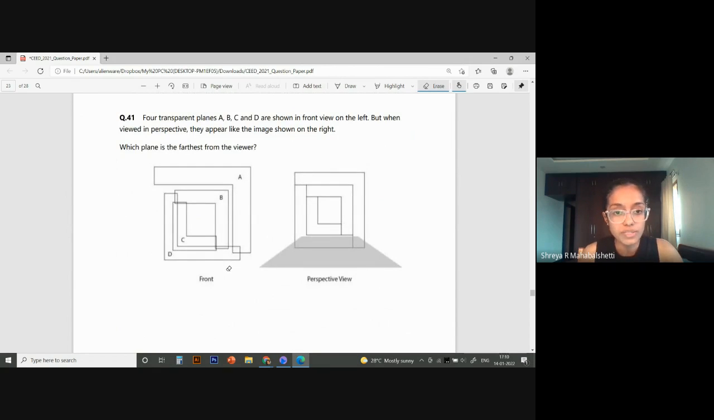Four transparent planes, A, B, C, and D, are shown in front view on the left. But when viewed in perspective, they appear like the image shown on the right. Which plane is the farthest from the viewer? A, B, C, and D. I hadn't solved this, but whatever is farthest from the viewer, no matter how far it is, it can adjust itself. But what's closer to you, the difference between the objects should be lesser. And I think it is option A, but I'm not very sure.